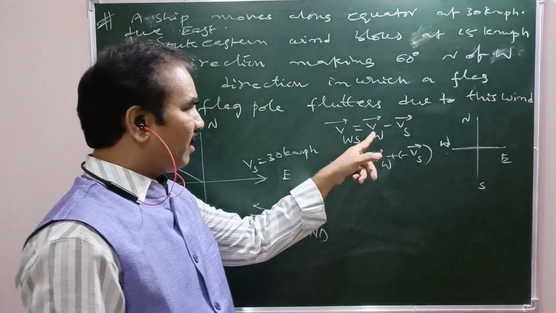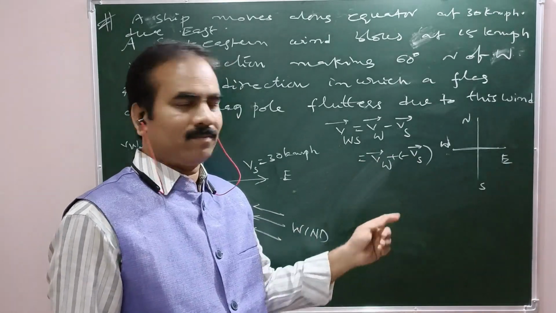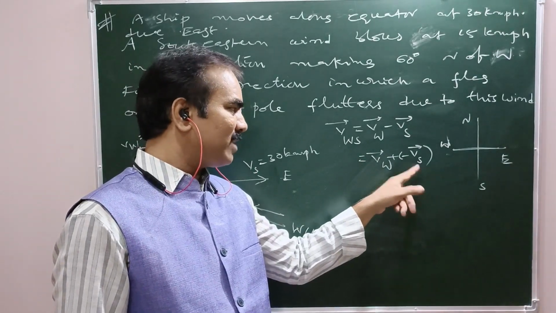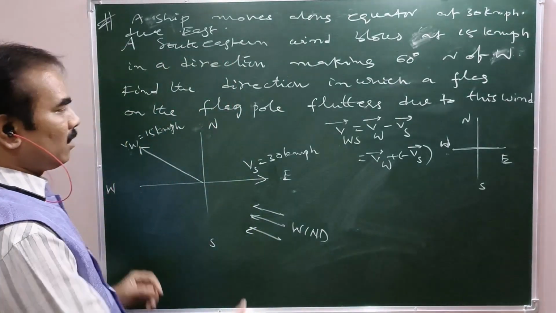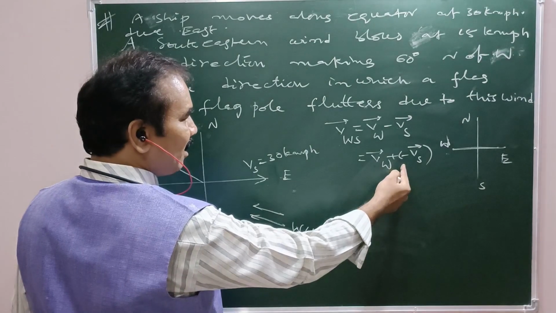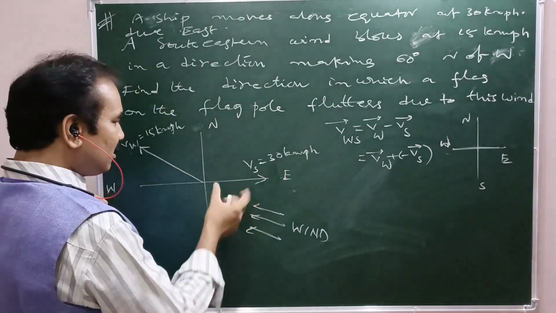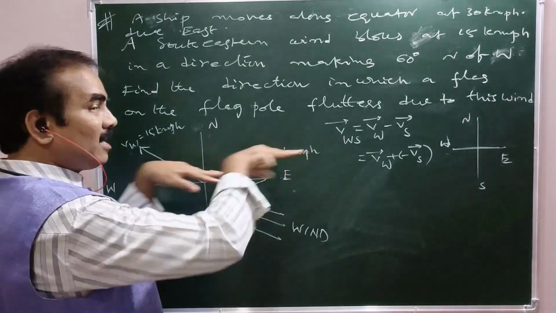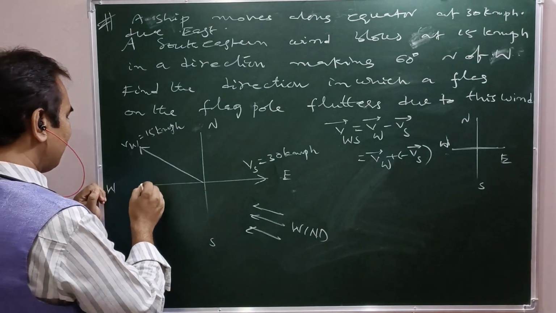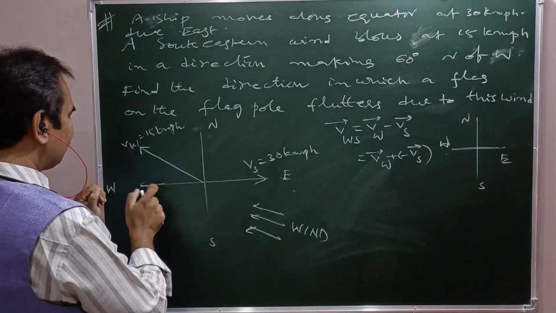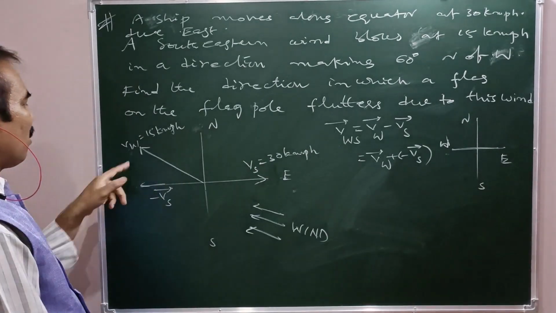Simply, VW bar minus Vs bar means adding minus Vs bar to VW bar. Simply reverse Vs and add it to VW. This is VW, this is Vs, and we just reverse Vs. This is the actual direction of the velocity of the ship, and we simply reverse it like that. So this is minus Vs bar.